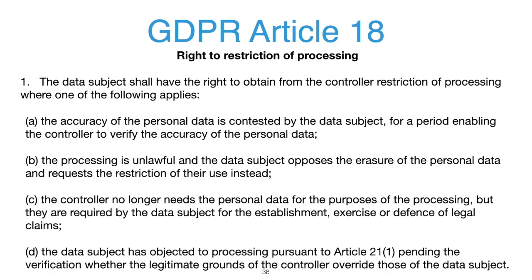So where the processing turns out to be unlawful, the easiest thing in the world for the controller to do is just to delete the data. But of course that deletes the evidence also. And there may have been useful information in there for the data subject.